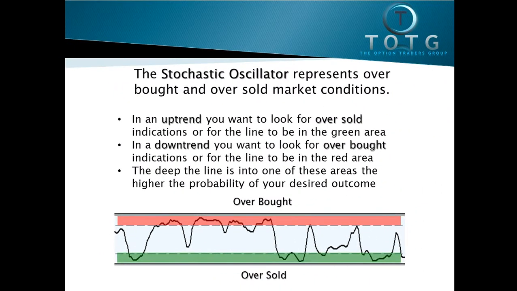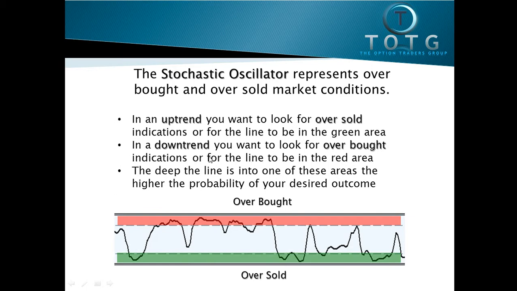Okay, just quickly, I'm going to touch on what the stochastic oscillator represents, and it represents overbought and oversold conditions in the market. So, in an uptrend, you want to look for oversold indications, or for the line to be in the green area. So, down here, you got the green area, and you got the oversold. So you're looking for oversold conditions, like these spots here, okay? And that is when it's in an uptrending market.